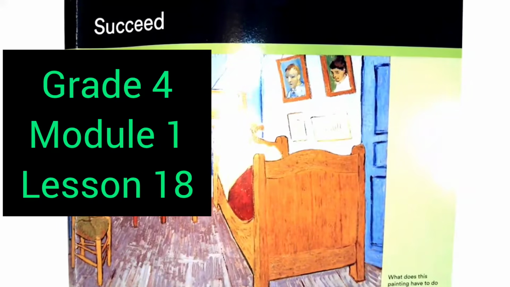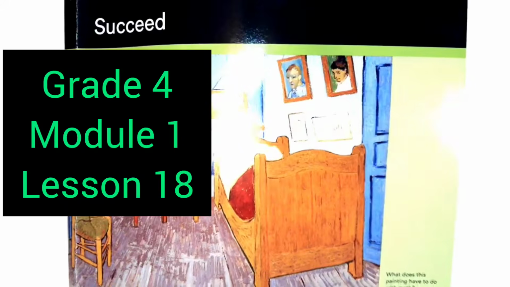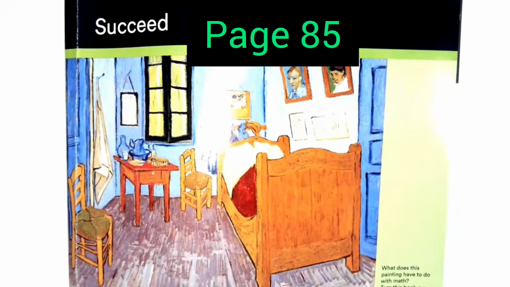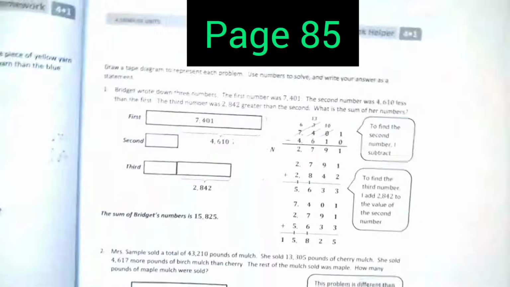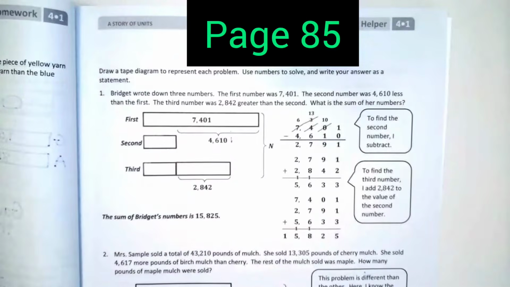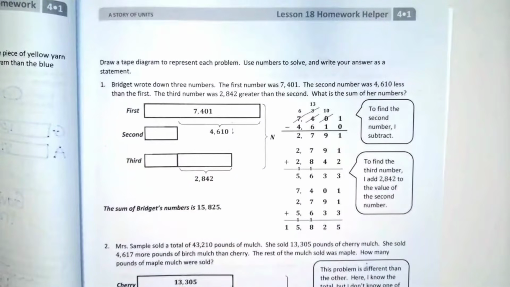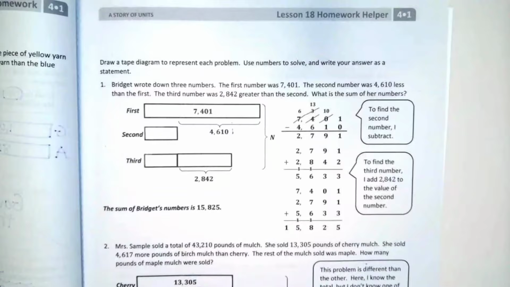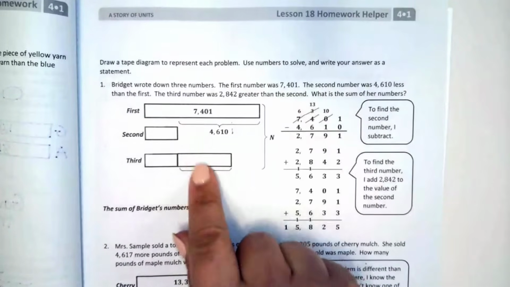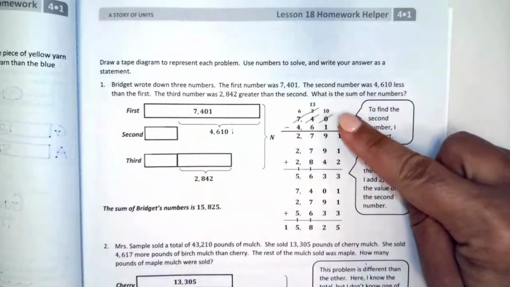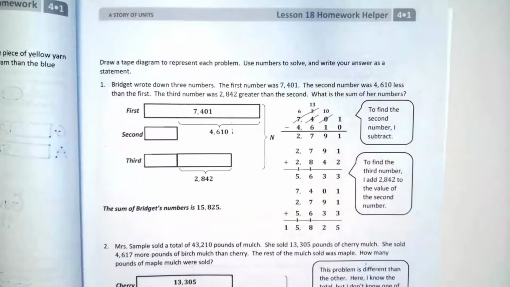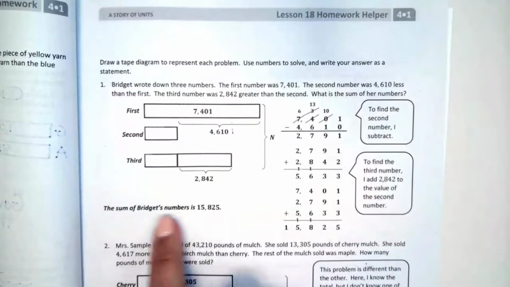Get out your Succeed book. Let's open to page 85 today. We will look at the Lesson 18 homework helper. This is reviewing how to solve word problems, showing tape diagrams, using the algorithm, and writing an answer statement.